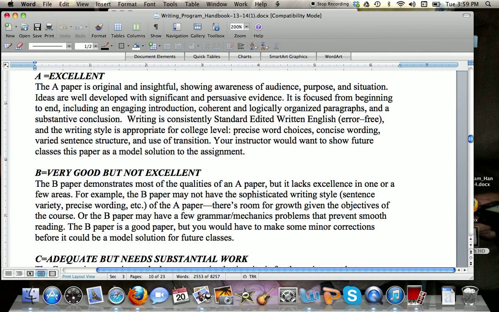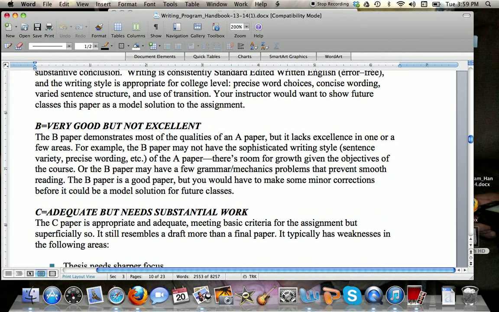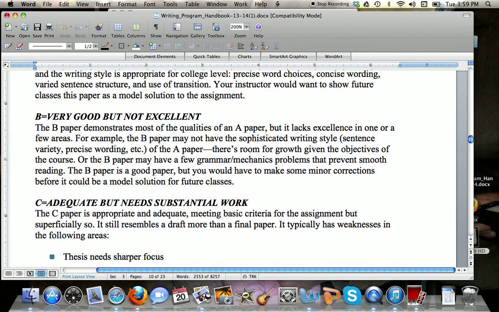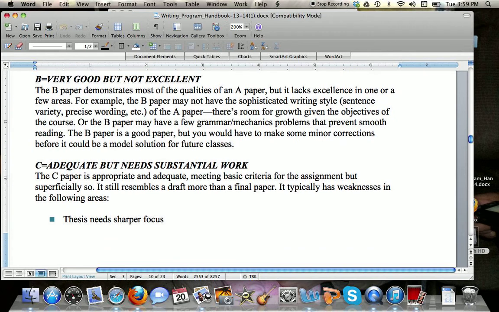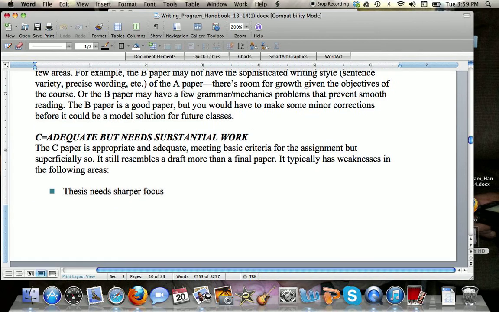B is definitely a grade to be proud of. It is very close to the A. It may not be as independent as far as thinking goes. The writing style may not be as sophisticated. It might be a little more choppy, that kind of thing. So it's still a very high quality paper, but not quite to that excellent level that the A paper would be.